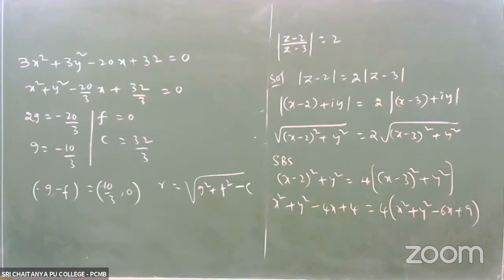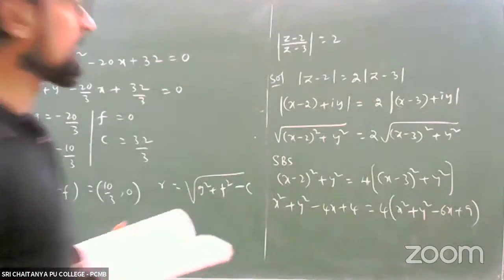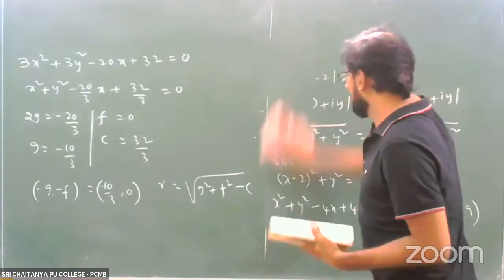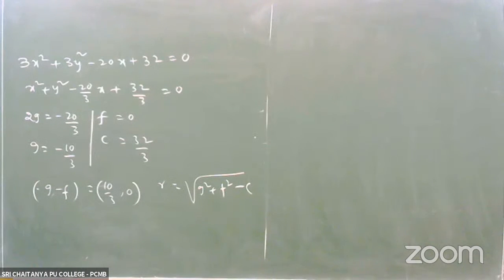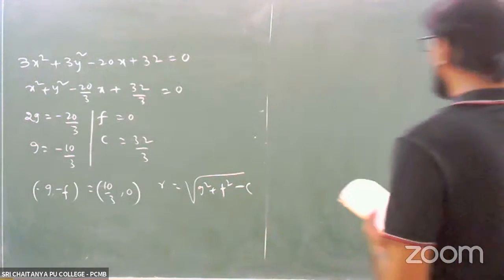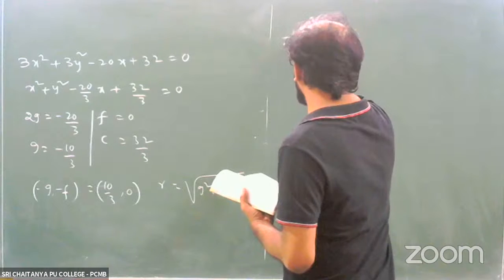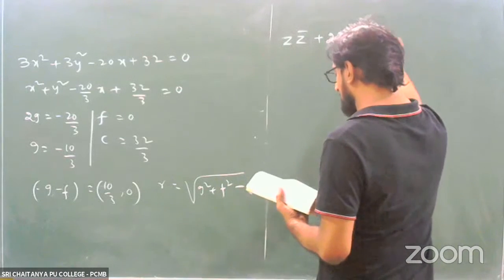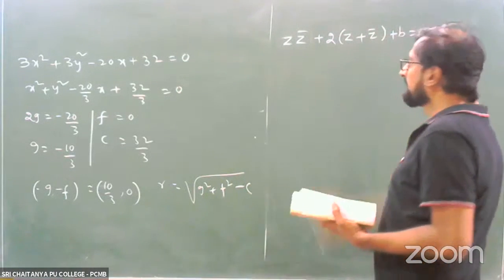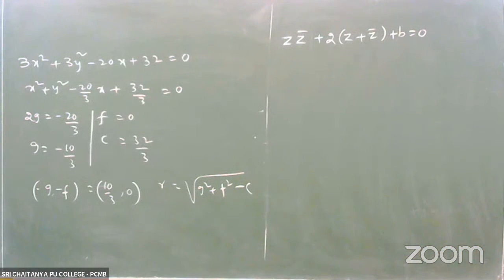Next problem. Take down the next problem. If z is equal to x plus iy, z bar plus 2 into z plus z bar plus b is equal to 0, then find the locus of z.